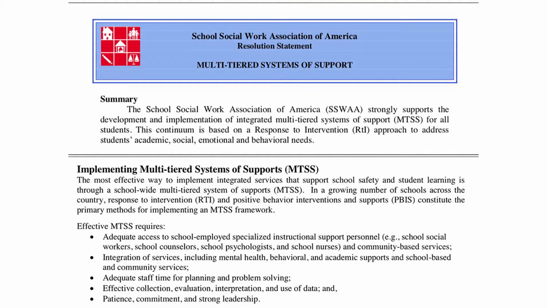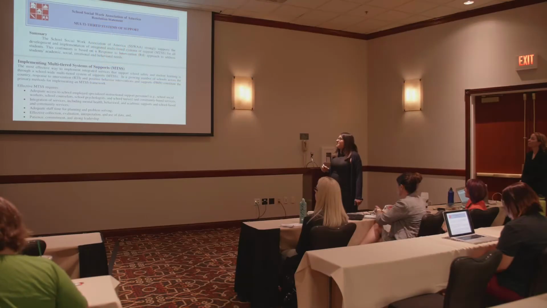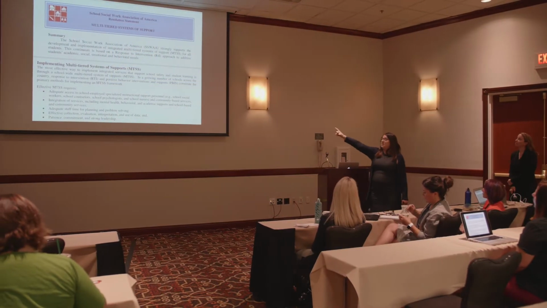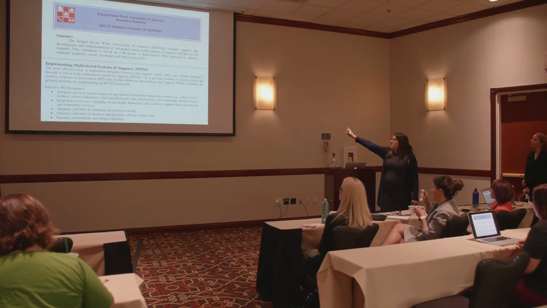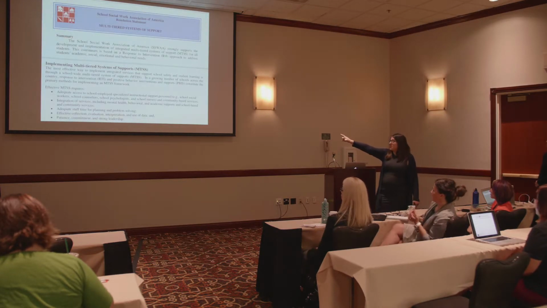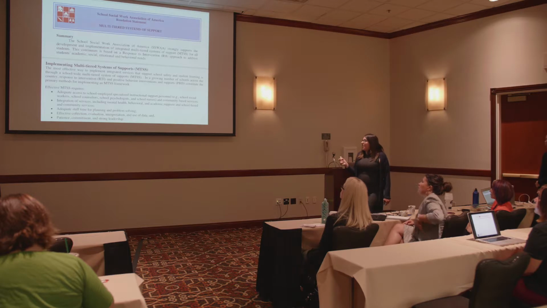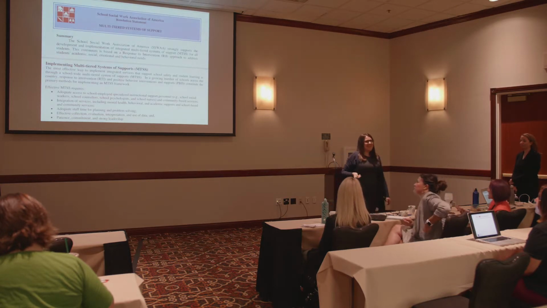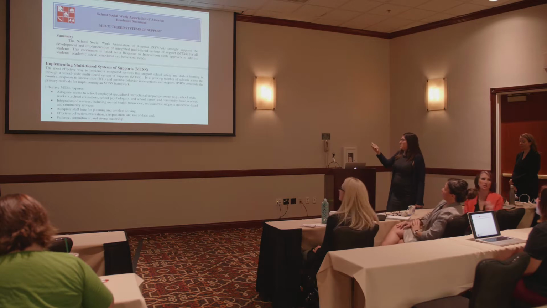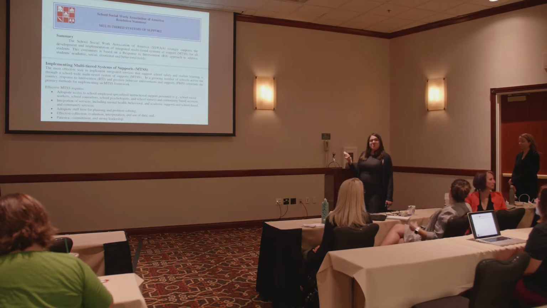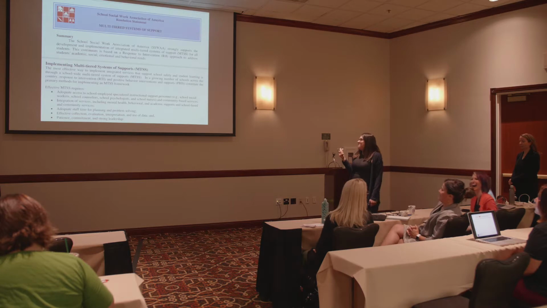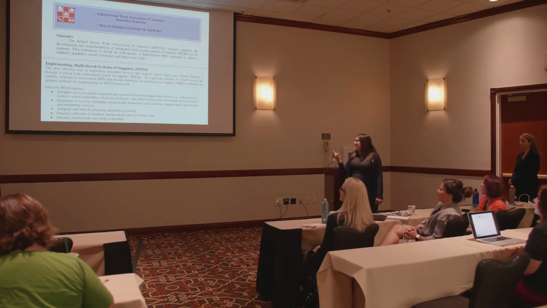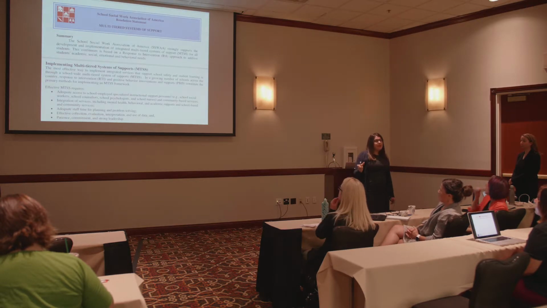So they talk about how do we implement a multi-tiered system of support. And so what they talk about here is they say, again, coming from RTI and from PBIS, the best components for MTSS, the most effective components, require adequate access to school-employed specialized instruction support personnel. Right? Hey, we've got a leg up here. We've got amazing support personnel out in our schools. Integration of services, including mental health, behavior, academics, school and community-based services. So that is really key to MTSS.